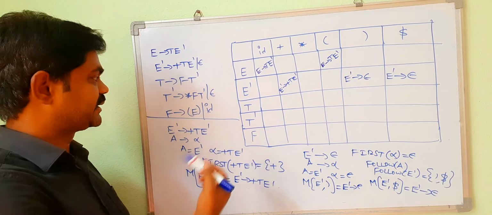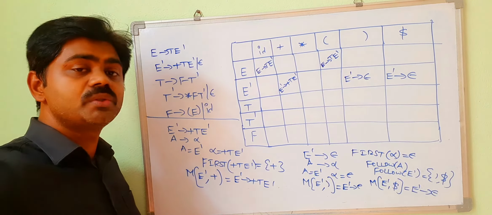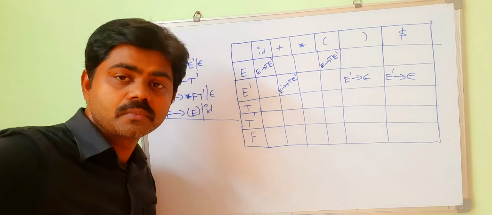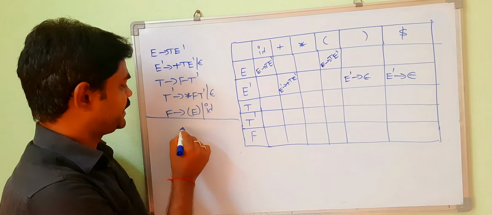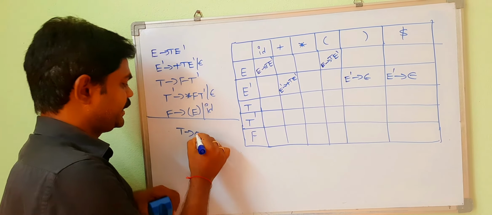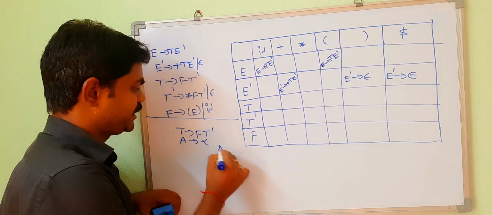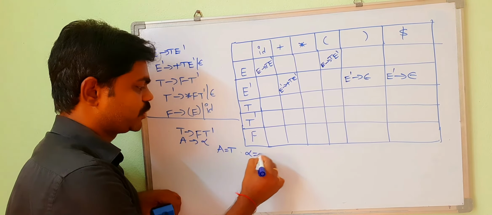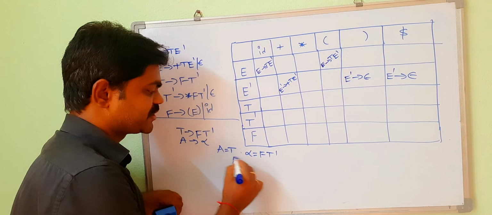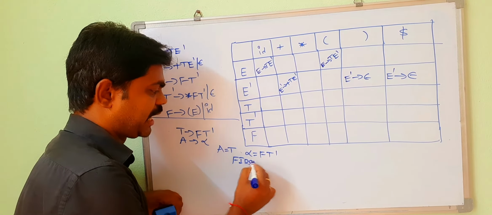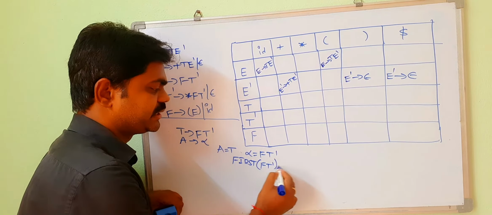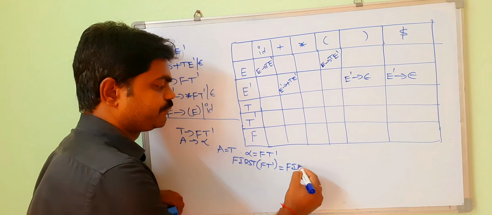Okay, so we should write these entries: E dash comma right parenthesis, E dash tends to epsilon, and E dash comma dollar, E dash tends to epsilon. So what is our third rule? T tends to F T dash. Again A tends to alpha, A equals T, alpha equals F T dash. So first of alpha, that is first of F T dash, so first of F.